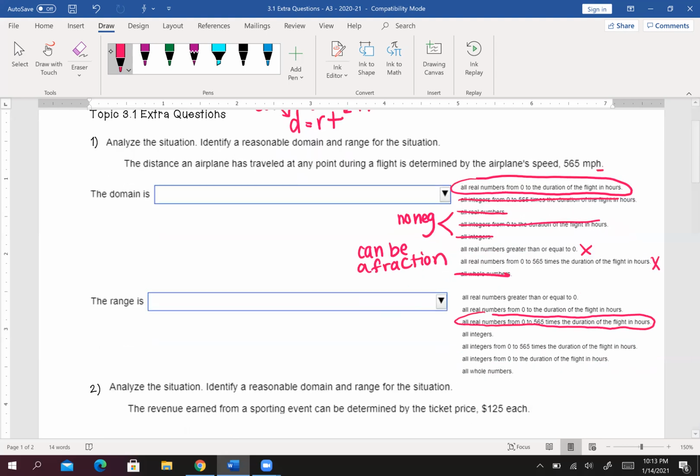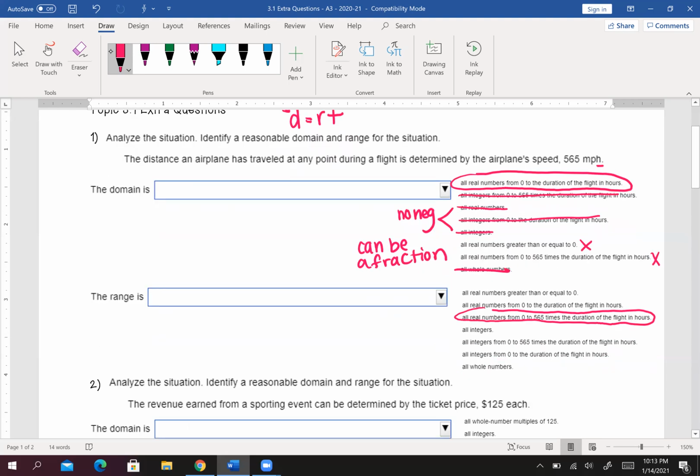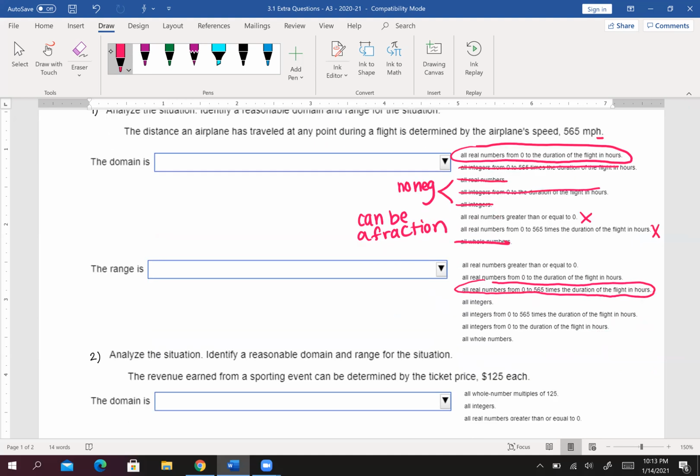Okay. I hope that made some sense. It was kind of a tricky one to start out with. But you're just saying, like, what are the possible types of numbers that we can plug in for these values?